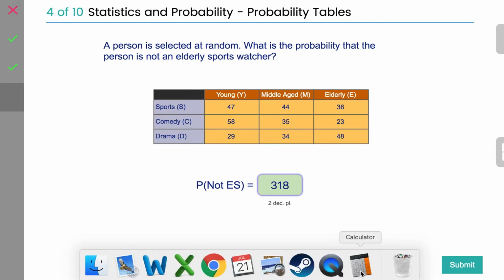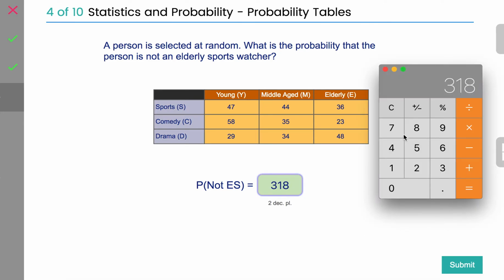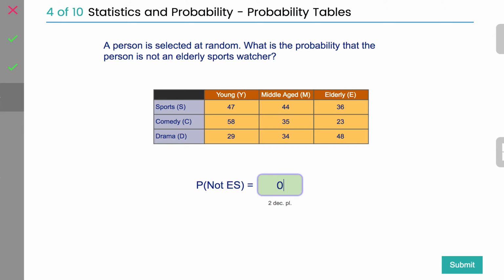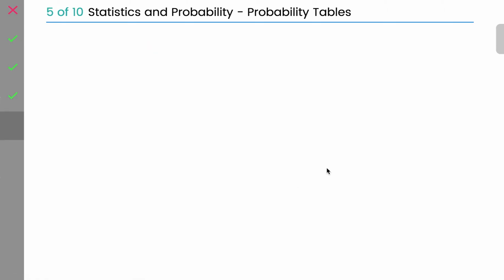Just write that down on a piece of paper if you've got one. And it asks us what is the probability that the person is not an old sports watcher. So it's those people out of the total, which is that same amount plus the elderly sports watchers. So plus another 36 is 354. So it's 318 out of 354. Remember, out of is just divided by. And the fraction is 0.898 or 0.90.